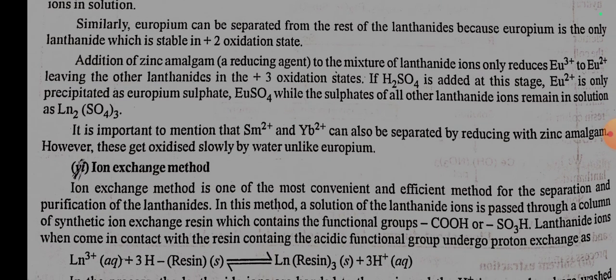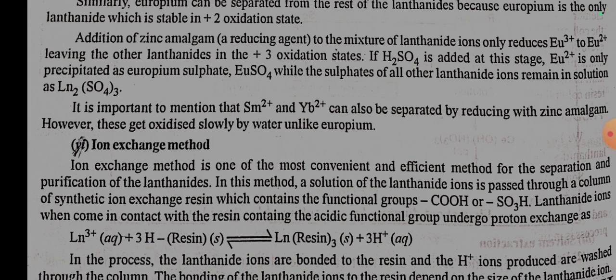Similarly, europium can be separated from the rest of the lanthanides because europium is the only lanthanide which is stable in +2 oxidation state. Addition of zinc amalgam, a reducing agent, to the mixture of lanthanide ions only reduces Eu3+ to Eu2+, leaving the other lanthanides in the +3 oxidation states.